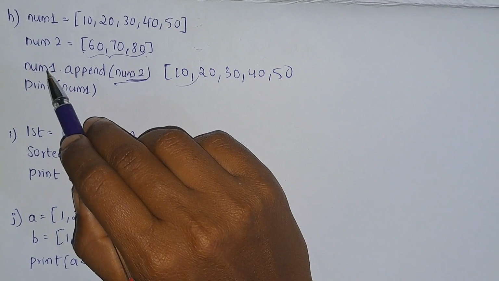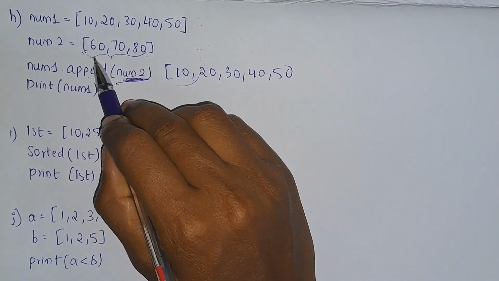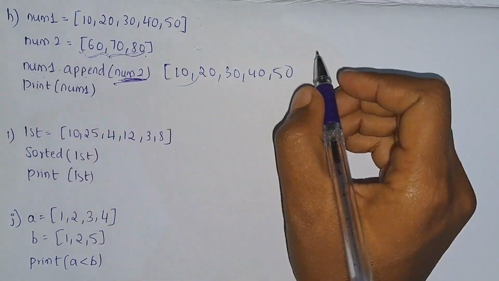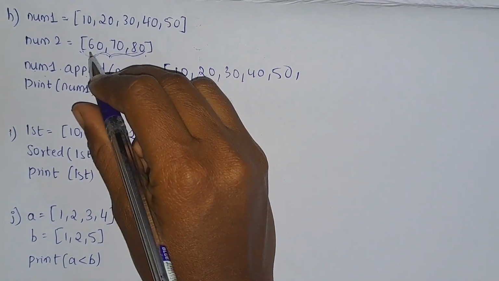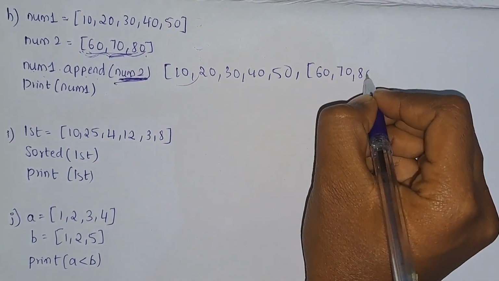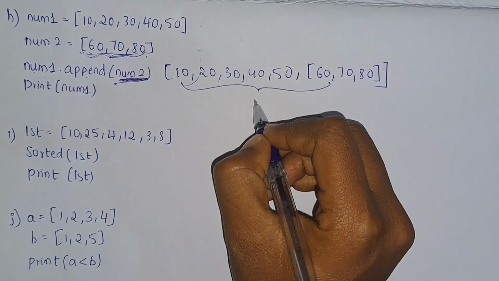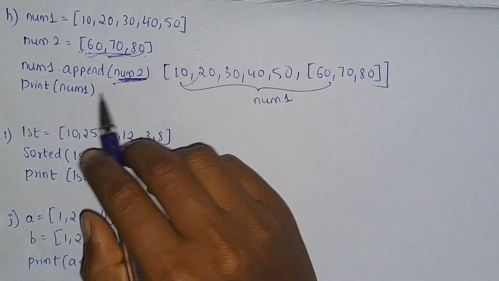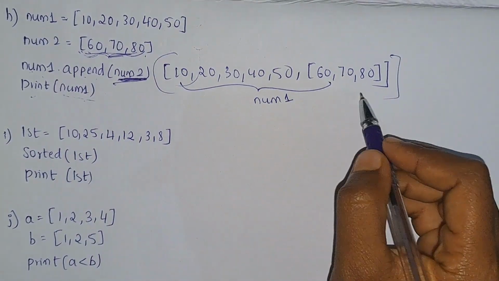Now we are appending num1.append(num2). So we are appending num2, that means you are appending this list to num1. At the end of the num1 list, we are appending num2, that is this list. So it will be like this. Okay, so now this is the num1 list. If you print num1, you will get this as the output.